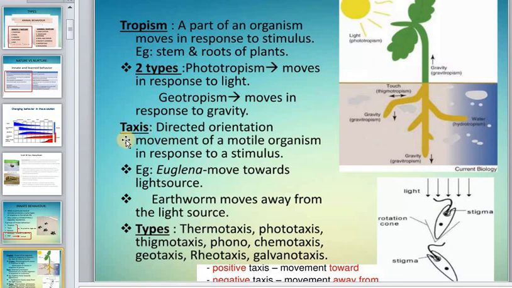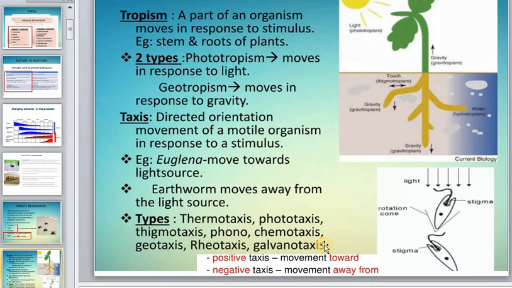Taxis is a directed orientation movement of a motile organism in response to a stimulus, and here we see the types of taxis. It can be thermotaxis, phototaxis, and others. We also discussed all these forms, tropism and taxes, in our previous class, and you know that we have in general positive taxis, movement toward the stimulus, and negative taxis, movement away from the stimulus.